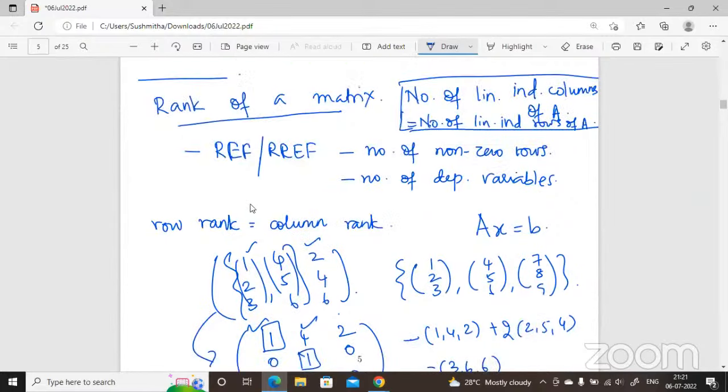This is the definition of rank, but REF and RREF come to our rescue. So just find the row echelon form and then find the number of non-zero rows. That's it. That's the rank of a matrix. Easier way.